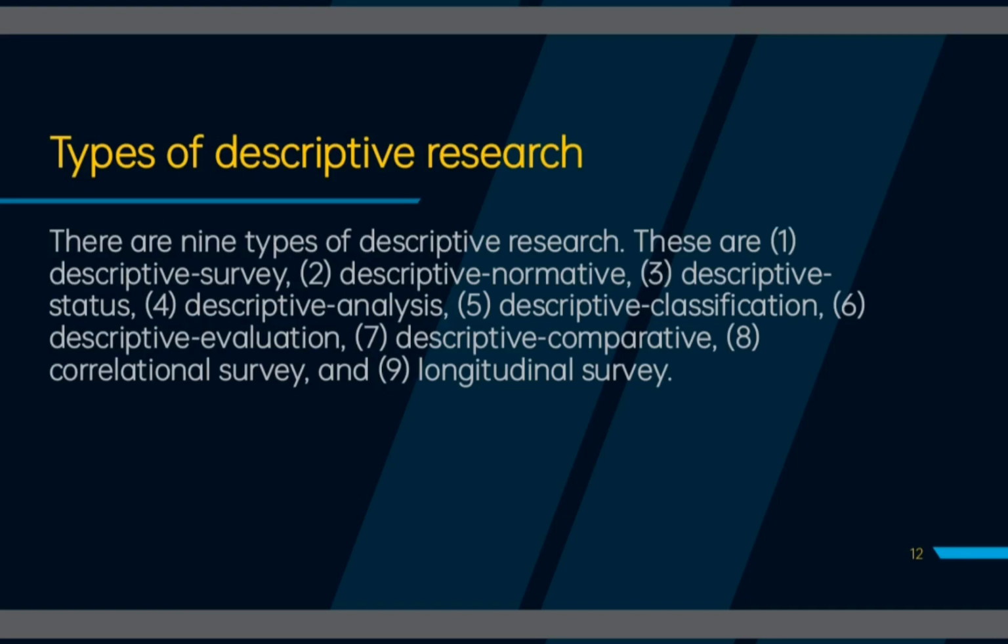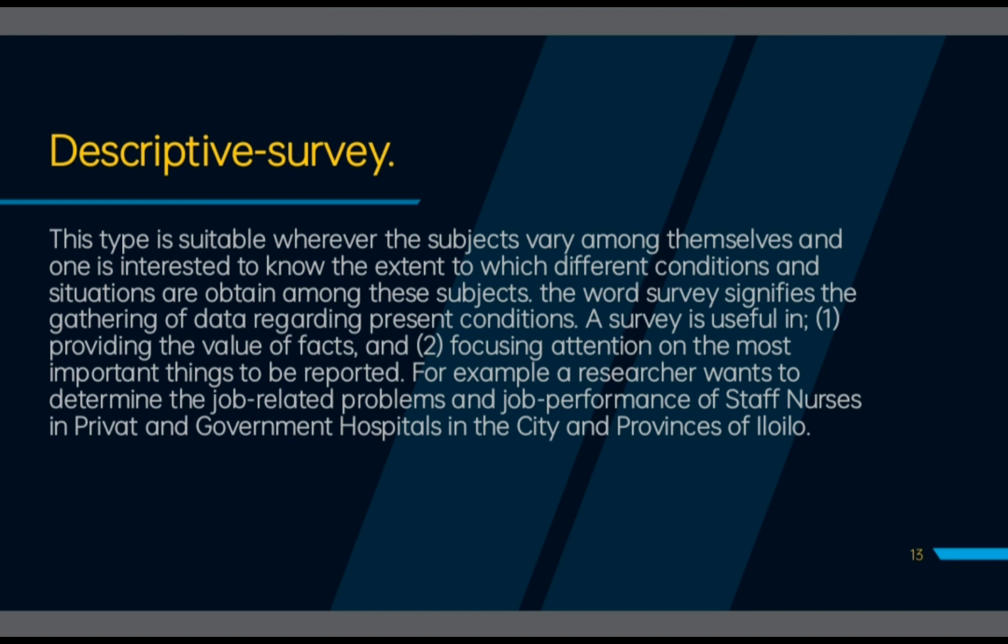Types of descriptive research. There are 9 types of descriptive research. There are descriptive survey, descriptive normative, descriptive status, descriptive analysis, descriptive classification, descriptive evaluation, descriptive comparative, correlational survey, and last is longitudinal survey.